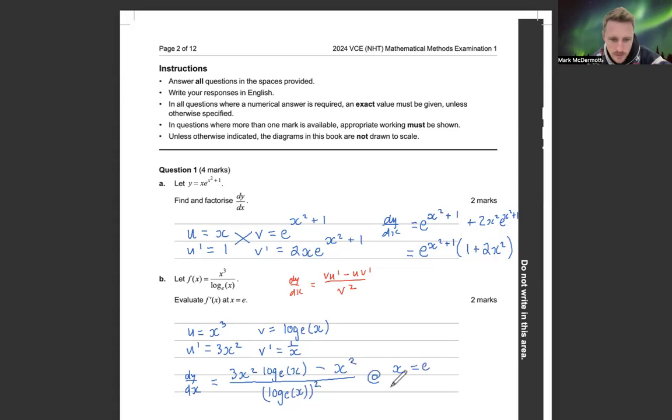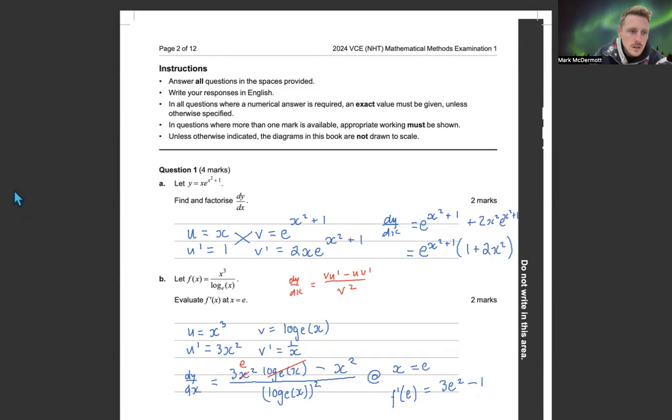So we're going to get, okay, let's think. Let's do this because I'm running out of space. So this would be 3e squared. Log e of e is 1. So the first part's 3e squared minus 1. And the bottom part is 1. So our answer is 3e squared minus 1. So what we can say is f dash of e equals 3e squared minus 1 on 1, which I'm not going to write because you divide by 1, it stays the same. So the final answer is 3e squared.